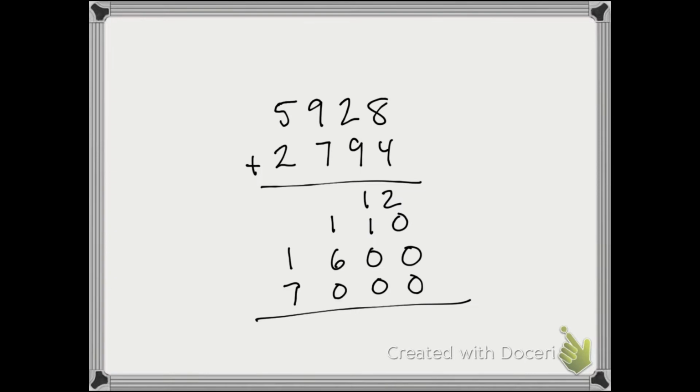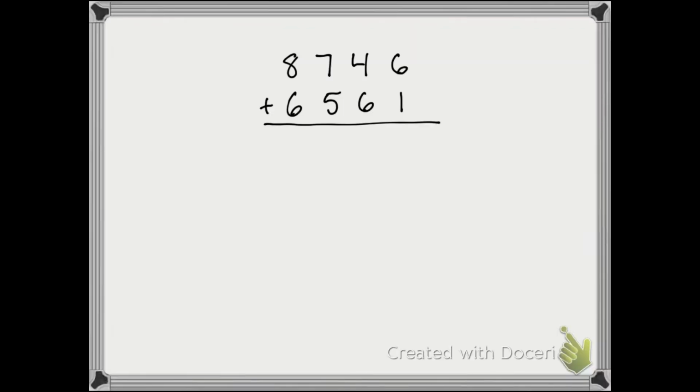And now I can add up my partial sums to get the total sum. So in the ones I have 2, in the tens I have 20, in the hundreds I have 700, and in the thousands I have 8,000. So my final answer, or my total sum, is the combination of all the partial sums, which is 8,722.